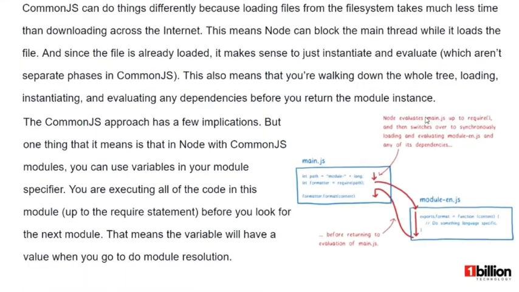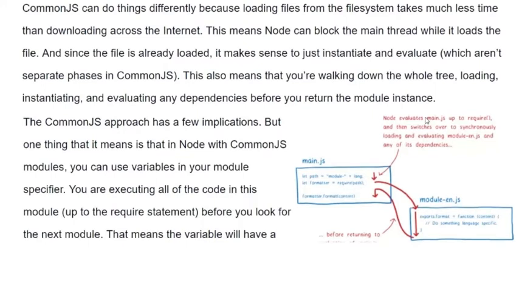CommonJS does things differently because loading files from the file system takes much less time than loading across the internet. This means Node can block the main thread while it loads the file. And since the file is already loaded, it makes sense to just instantiate and evaluate, which aren't separate phases in CommonJS. It happens all at once. This also means that we are walking down a whole tree of loading, instantiating and evaluating any dependencies before you return the module. The CommonJS approach has a few implications, but one thing it means in Node with CommonJS modules is that you can use variables in your module specifier.